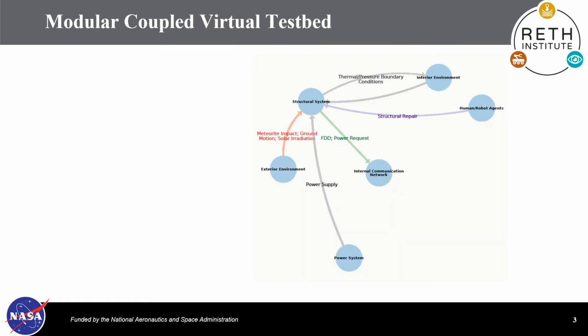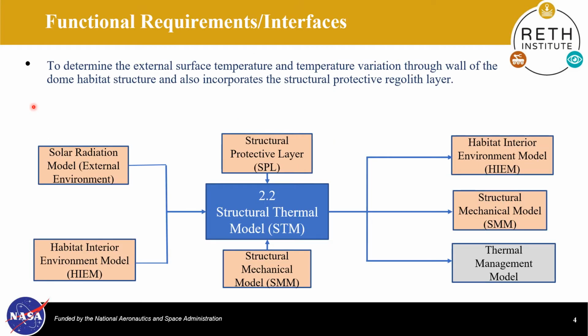This slide shows the interaction of structural subsystem with other models. And furthermore, this model can be divided into three sub-models, and one of them is structural thermal model, about which I'll be talking today. The main function of structural thermal model is to determine the external surface temperature and temperature variation through wall of the dome habitat structure, and also incorporates the structural protective layer.